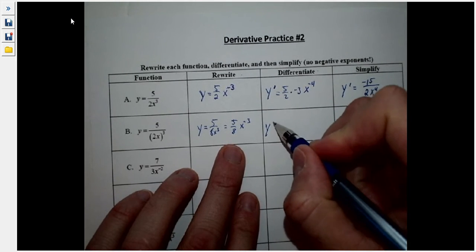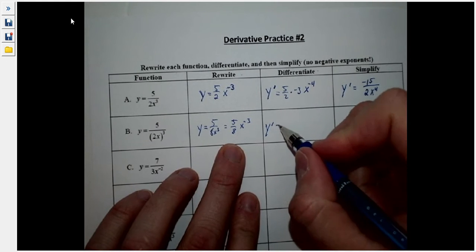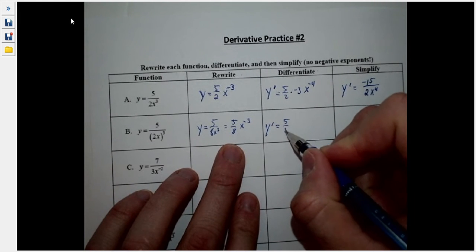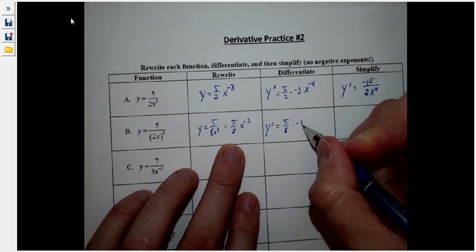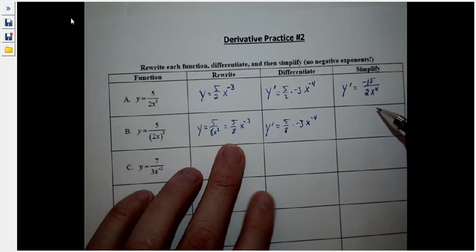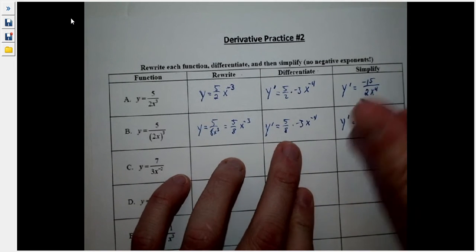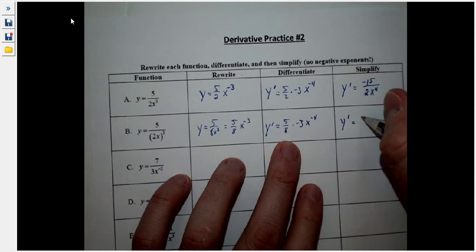So now my y prime, and this should look very similar to the one we just did, is equal to 5 over 8 times negative 3 x to the negative 4. Now we simplify, so again y prime is equal to negative 3 times 5, negative 15 over 8 x to the 4th.